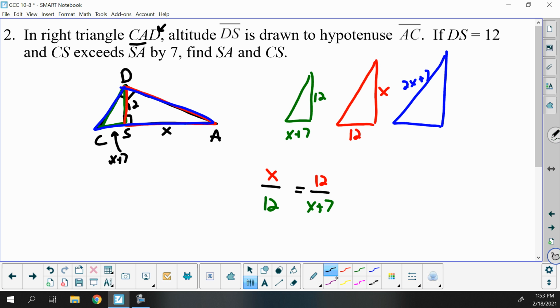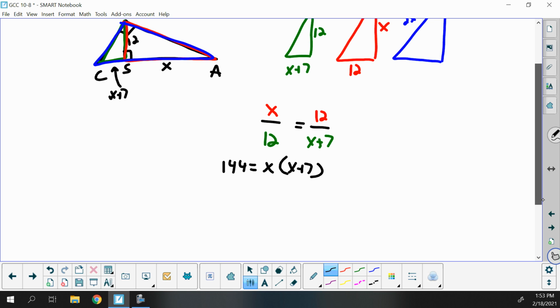When we cross multiply, we're going to get 144, and then x would have to multiply the whole x plus 7. We'll distribute our x, and that'll be 144 equals x squared plus 7x. This is a quadratic equation where we've got both x squareds and x's, so we need to get everything on one side so it's equal to 0.